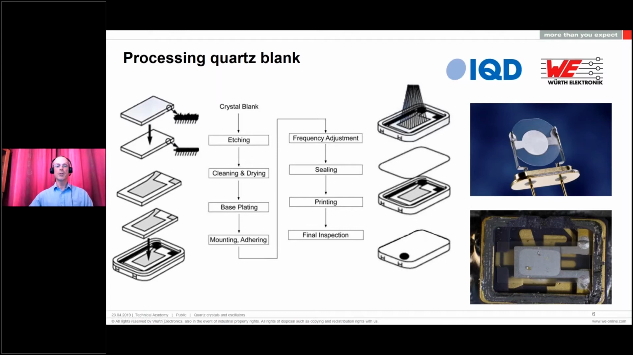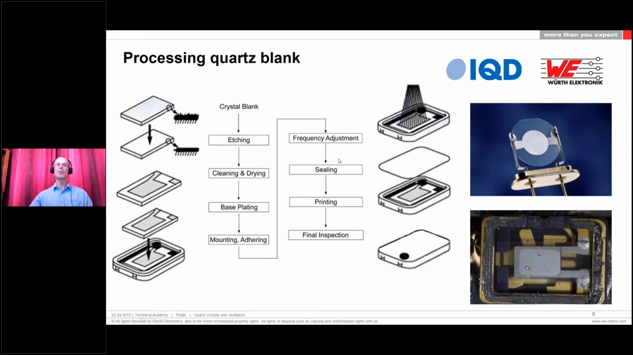Once the electrodes have been plated onto the quartz, it is then mounted into a holder. It is then adjusted to frequency, and the frequency is adjusted by removing or adding electrode material. We then place a lid on the device, it's sealed and tested. And that gives you a quick summary of the process of what's involved.